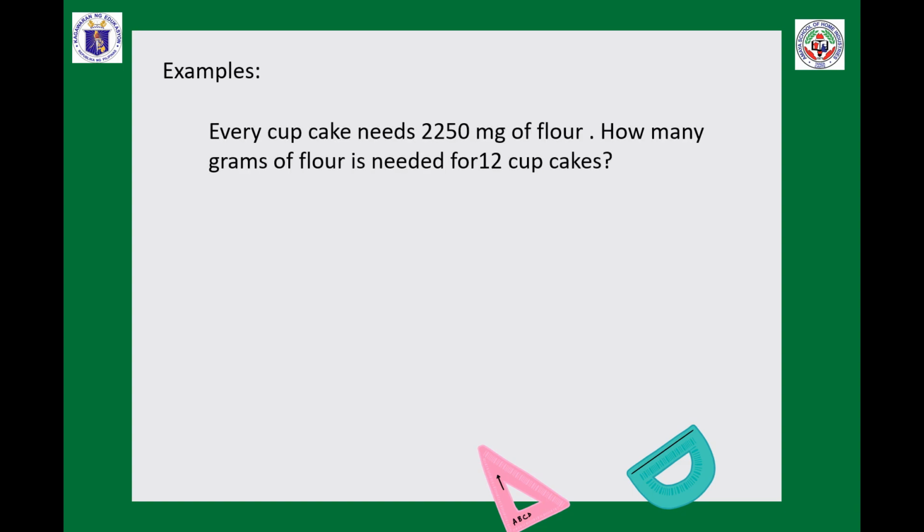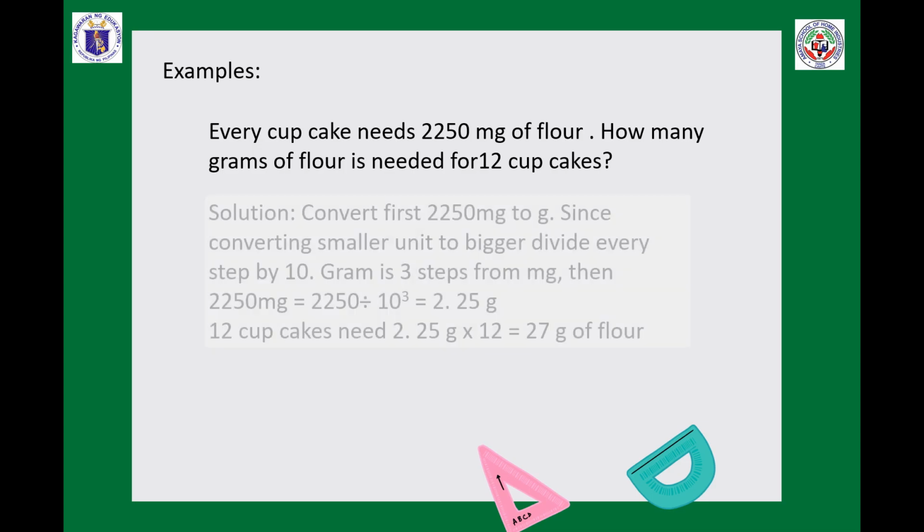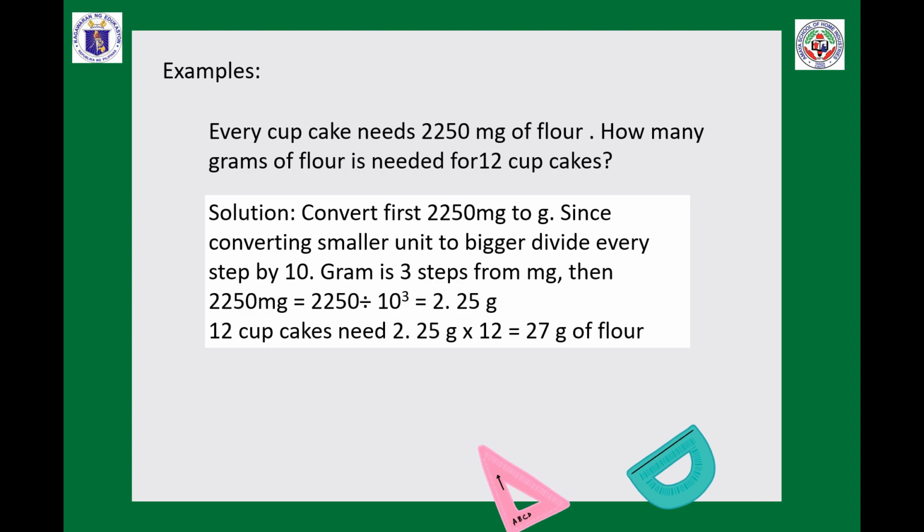For example, every cupcake needs 2,250 milligrams of flour. How many grams of flour are needed for 12 cupcakes? So for our solution, you need to first convert 2,250 milligrams to grams. Since converting smaller unit to bigger, you need to divide every step by 10. Gram is 3 steps from milligram. Then 2,250 milligrams divided by 10 raised to 3 is equivalent to 2.25 grams. So that is 12 cupcakes times 2.25, so that is 27 grams of flour needed for 12 cupcakes.